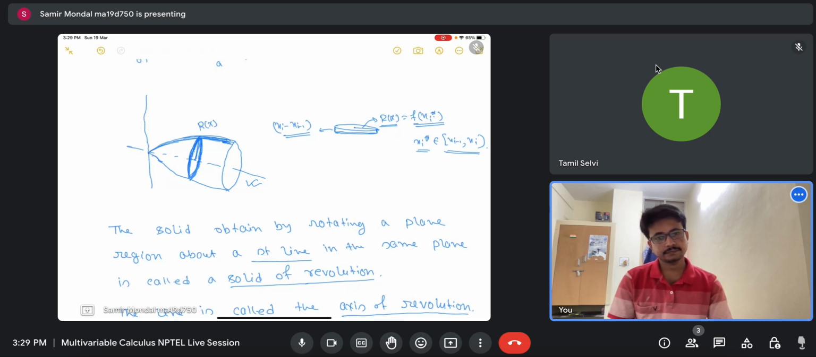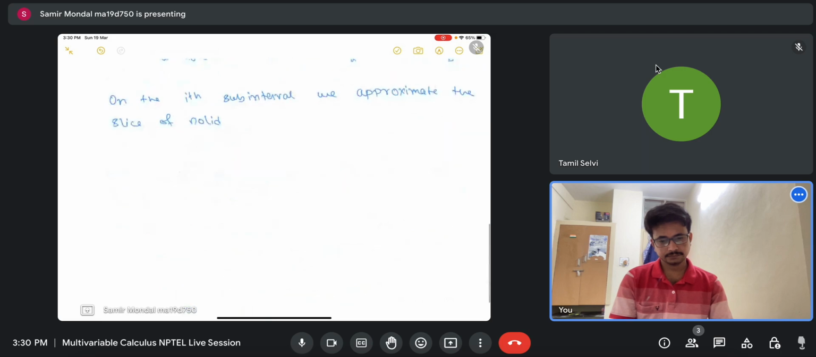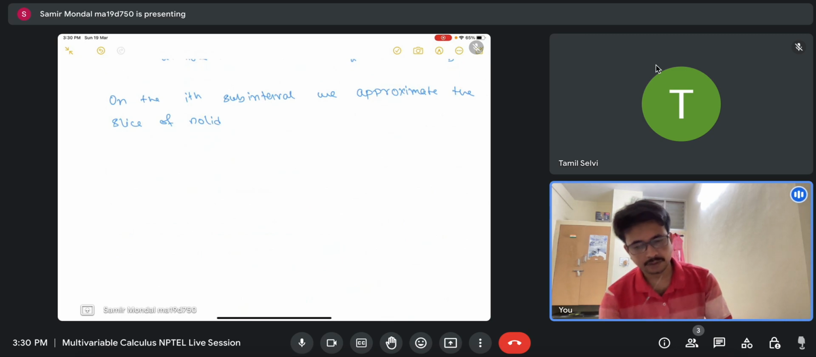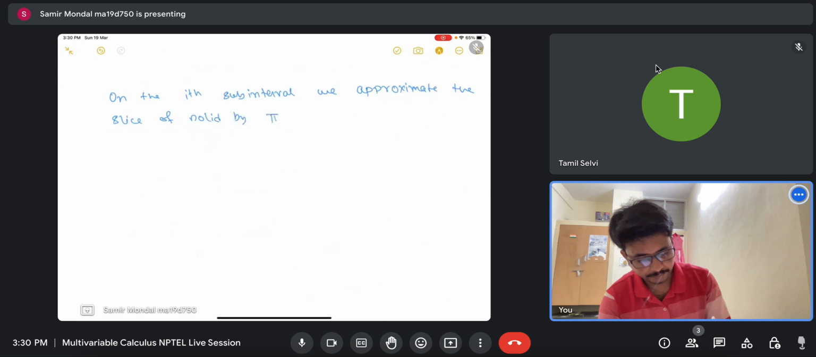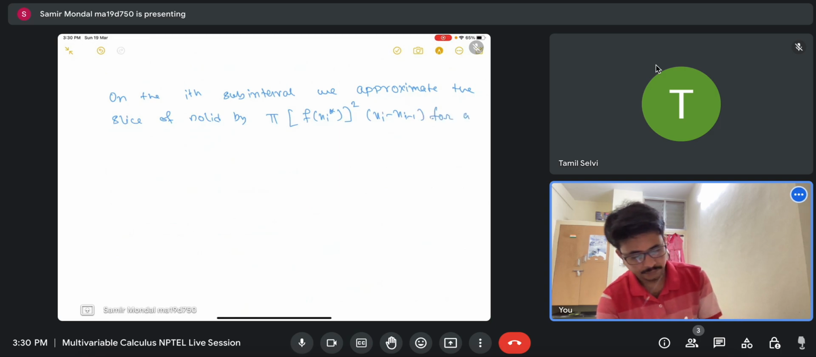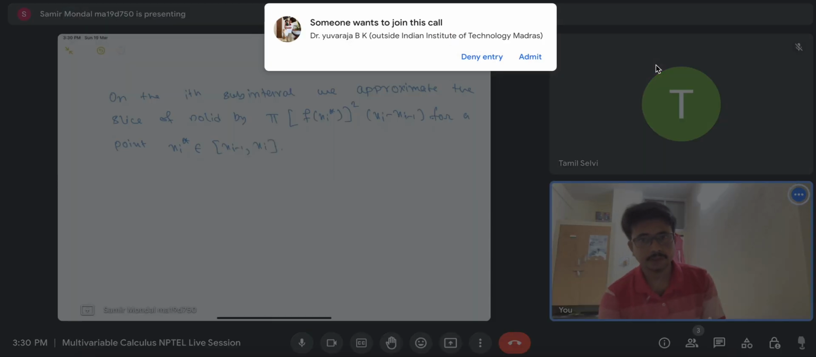So on the ith sub interval we approximate the slice of solid by f of xi star whole square into the length of the sub interval, for a point xi star belonging to the ith sub interval [x(i-1), x(i)].